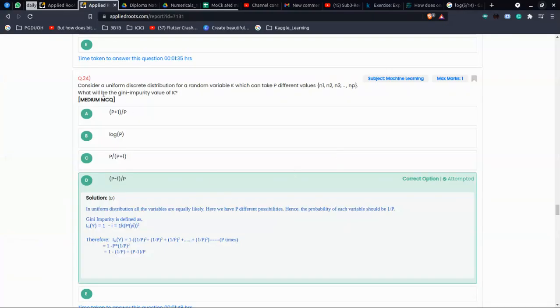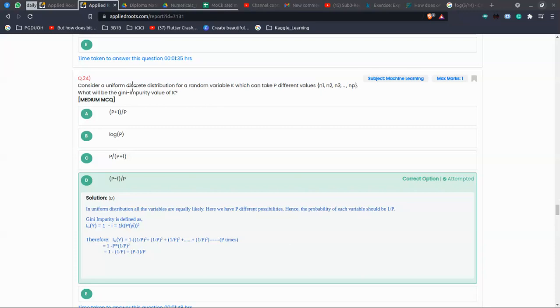Okay, so consider a uniform discrete distribution for a random variable k, which can take p different values n1, n2, n3 up to np. What will be the Gini impurity value of k? In mock 1 or mock 2, they asked for the entropy of a uniform discrete distribution. But here we need to find out the Gini impurity. So the idea is very clear. We need to just find out.